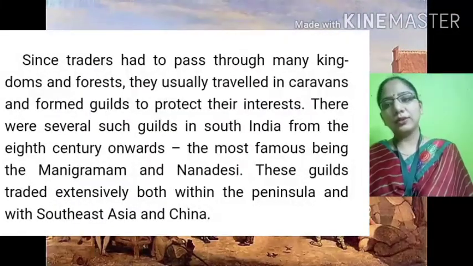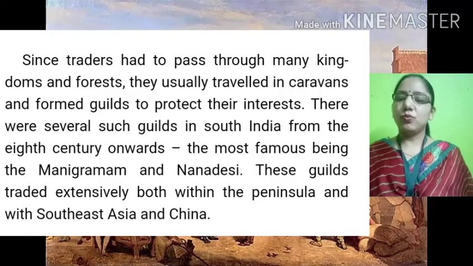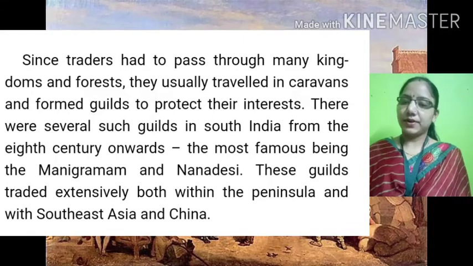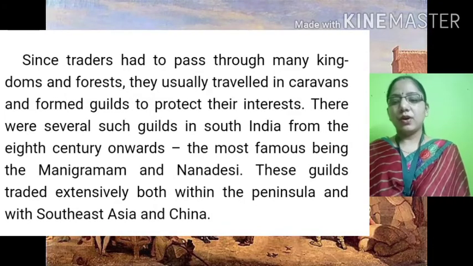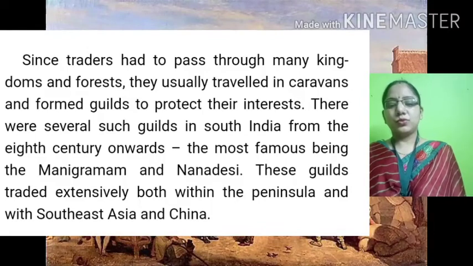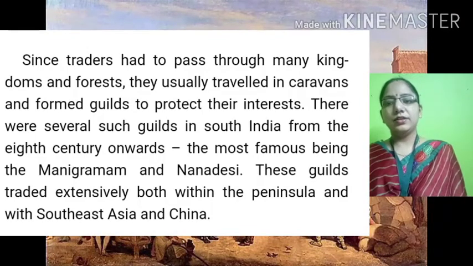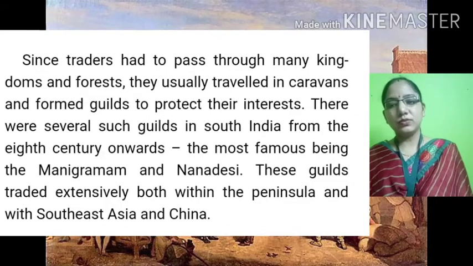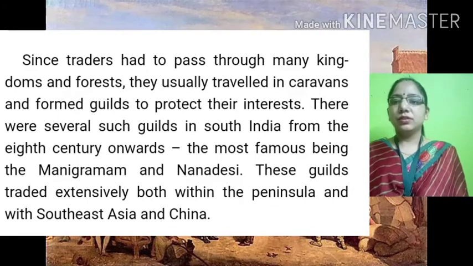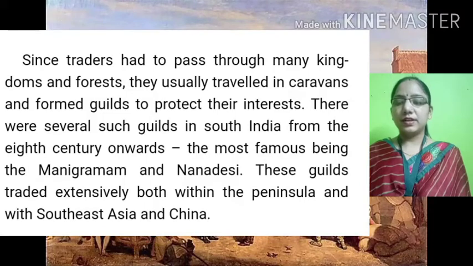Traders who had to travel long distances, passing through many kingdoms and forests, travelled in caravans and formed guilds to protect themselves. In parts of Asia and China, the routes were known as the Silk Routes, through which the traders and the craftspersons could go to other areas to do their trade.